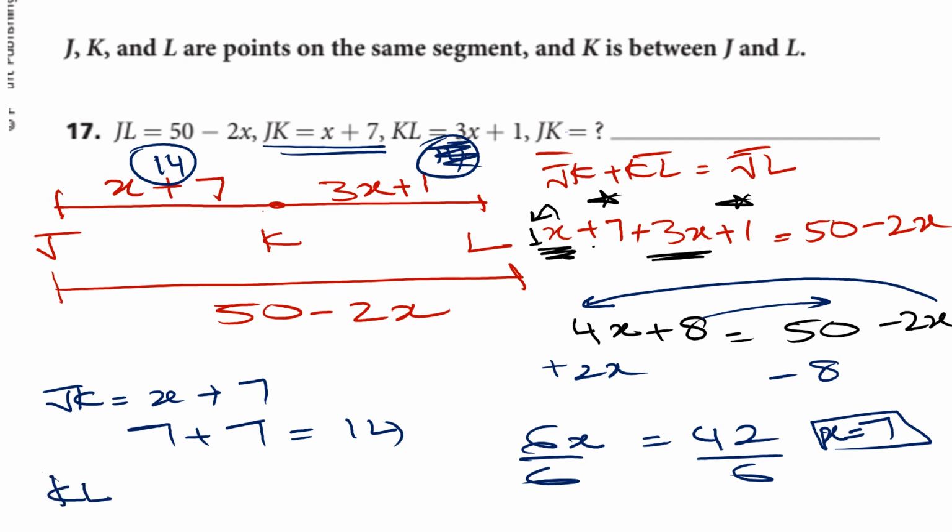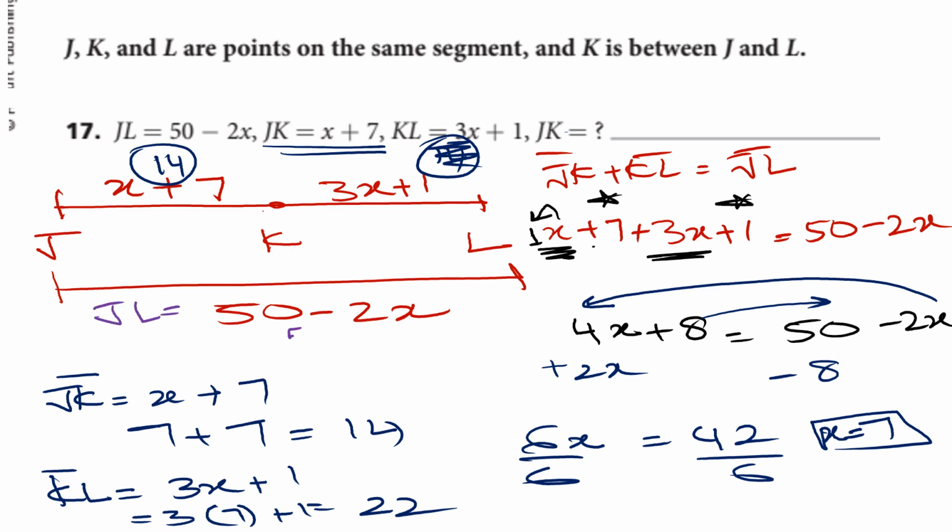You want to find out, let's see here. JK is done. KL is 3x plus 1. What is x? X is 7, so 3 times 7 plus 1. It means you will have 22. And the last is 50 minus 2x. So you can write here JL equals 50 minus 2x, 50 minus 2 times 7. So 50 minus 14 is 36. So you can even see that 14 plus 22 is 36. So our answer is correct.